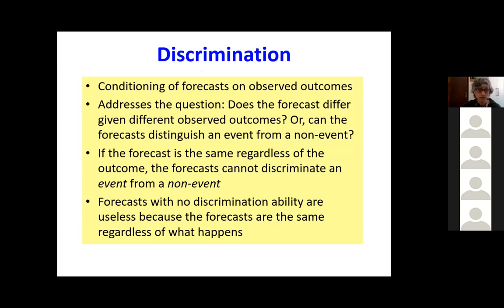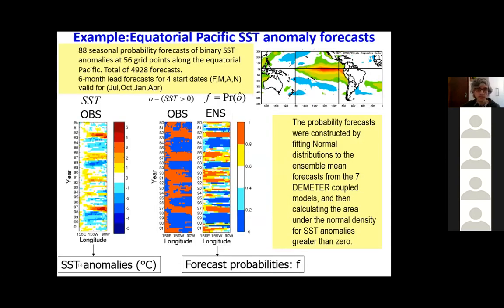We usually say that if the forecast is the same regardless of the outcome, the forecast cannot make any discrimination between an event and a non-event. And forecasts with no discrimination ability are generally said to be useless because the forecasts are the same regardless of what happens.